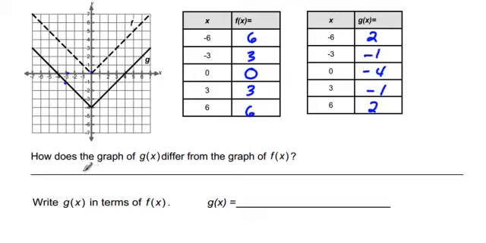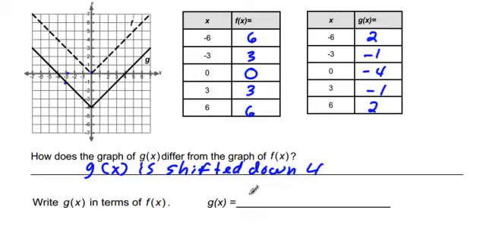So how does the graph of g of x differ from the graph of f of x? Well, g of x is shifted down 4.